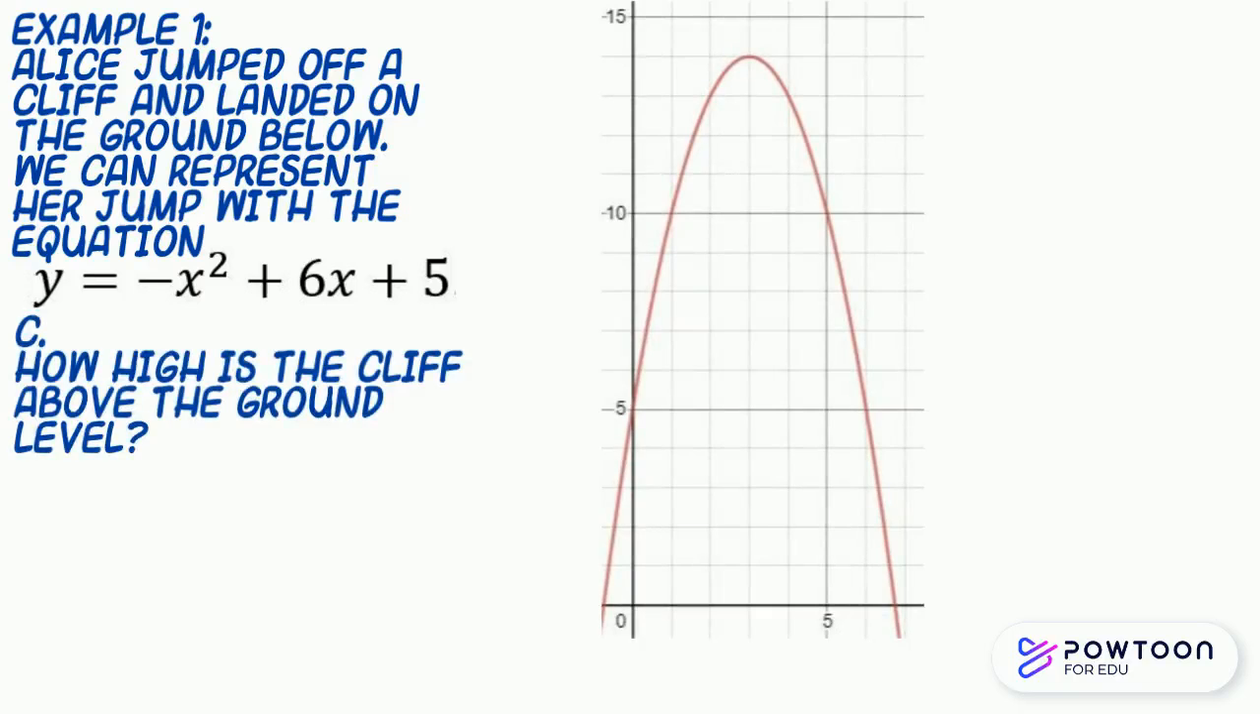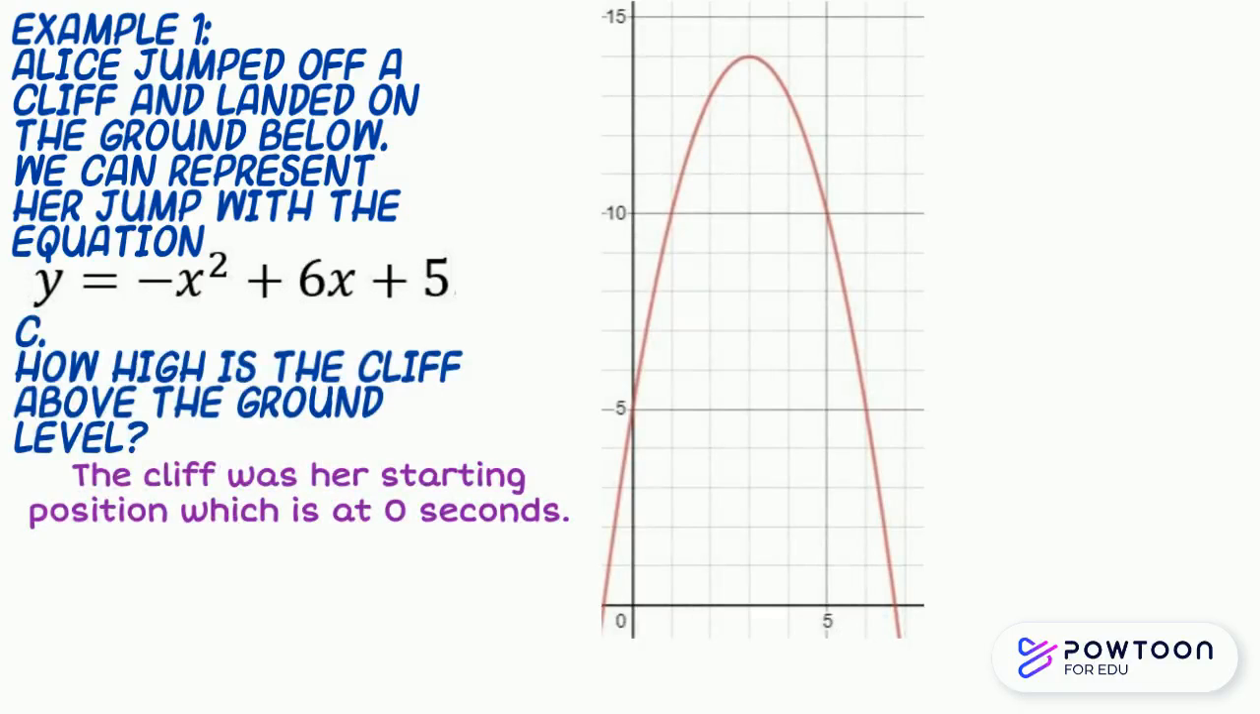Also make sure you only use curved lines. Part C of this example now wants us to figure out how high the cliff is above the ground level. So that is her starting position, meaning it's 0 seconds into her jump. So we're going to look at where the x value is 0. And as you can see, it's crossing at 5, so it's about 5 meters above the ground level.